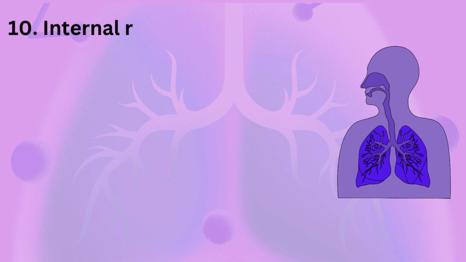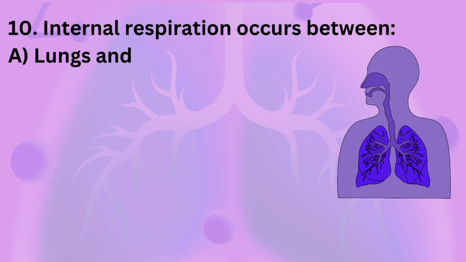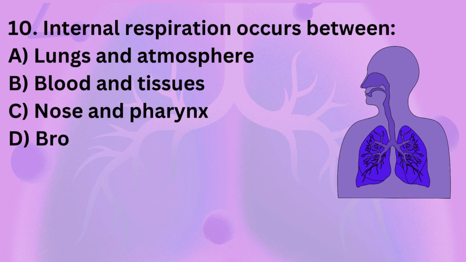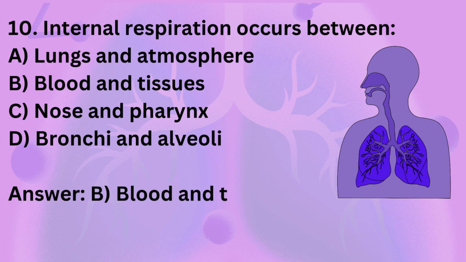10. Internal respiration occurs between A. lungs and atmosphere. B. blood and tissues. C. nose and pharynx. D. bronchi and alveoli. Answer. B. blood and tissues.